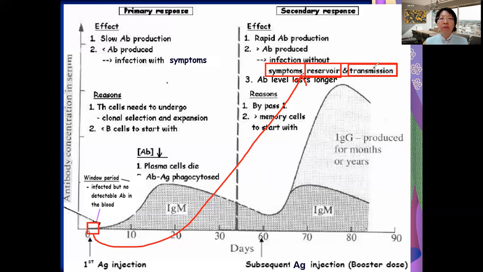So you have to avoid them as much as possible. Don't come into contact with them, because they can pass it to you. So this is called symptom, reservoir, and transmission.